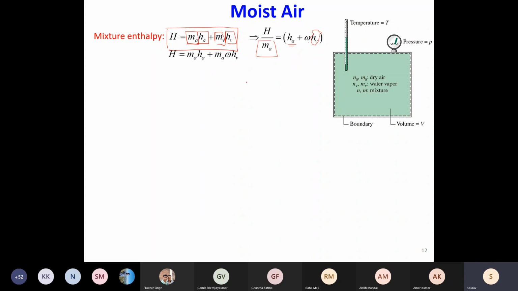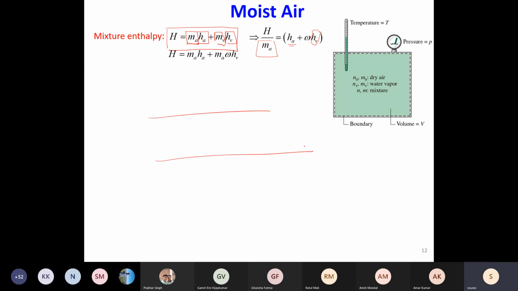Because we had defined omega also as mass of water vapor divided by the mass of dry air and not the total mass. And all the intensive properties in case of moist air are defined as per unit mass of dry air and not per unit mass of moist air. And the reason for this is all the psychrometric processes will involve change in mass of water vapor, but your dry air mass will remain constant.